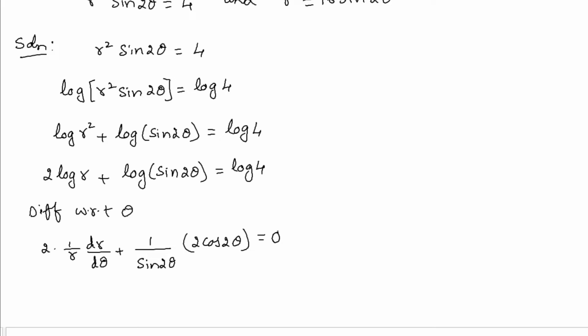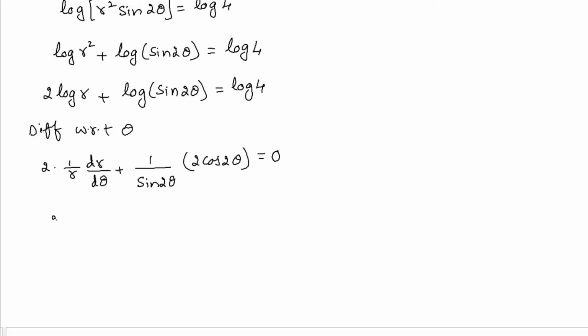Further, it is 2 times 1 by r dr by d theta, which is nothing but cot of phi. Since I am taking the first curve, I will take it as cot of phi 1, and over here we have plus 2, the constant as it is, times cos by sine, which will be cot of 2 theta, is equal to 0. So let us take this plus cot 2 theta to the right hand side. We get 2 cot of phi 1 is equal to minus 2 cot of 2 theta.